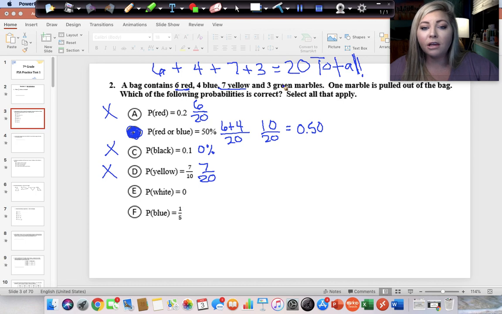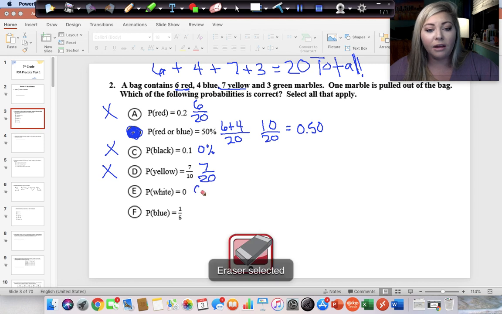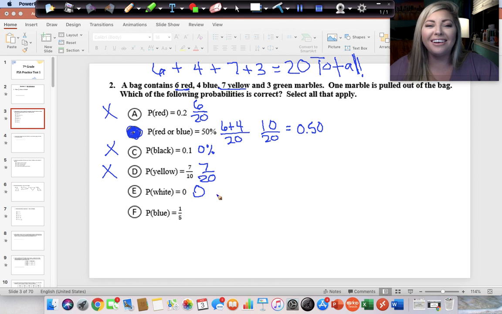Are there any whites up here? No, there are no white marbles. So the percentage of getting a white marble is 0%. Oh man, never mind. Sorry. When I do the eraser, sometimes it doesn't work right. Okay, sorry. 0% for getting a white marble. So this is correct.